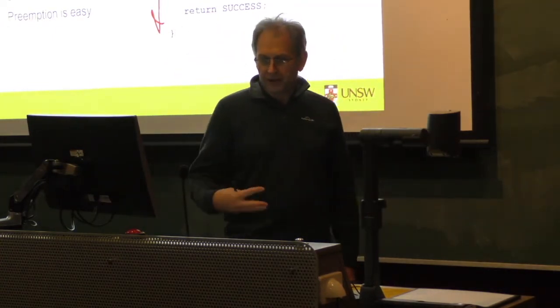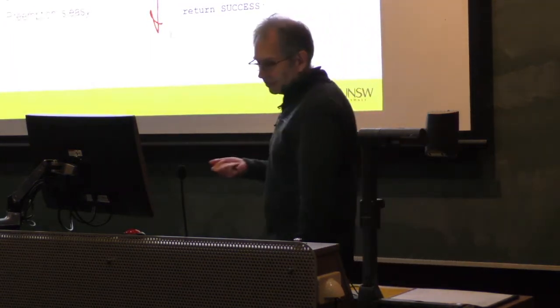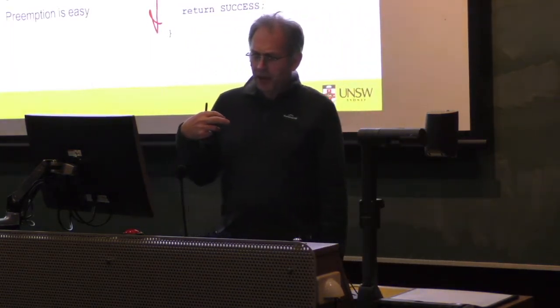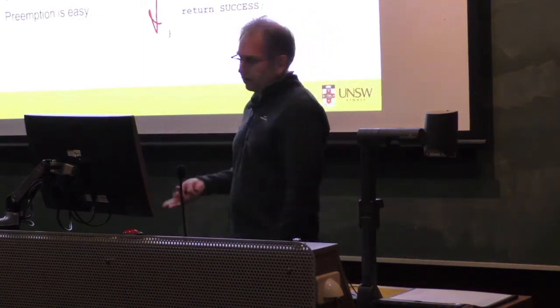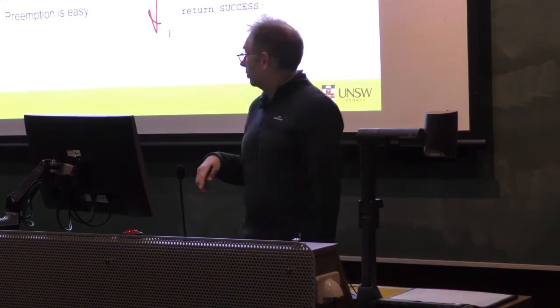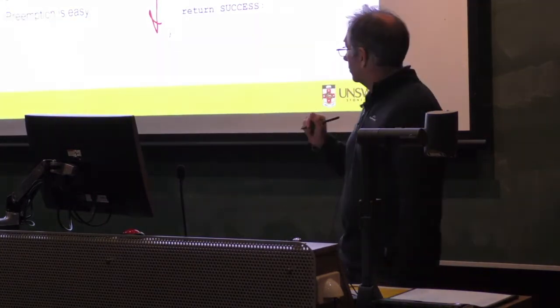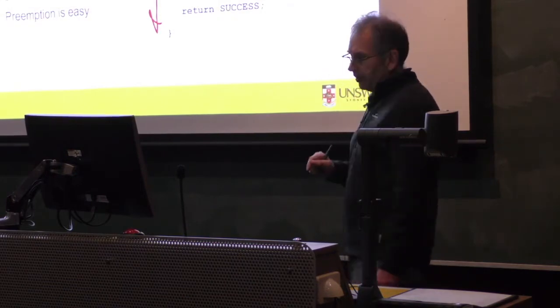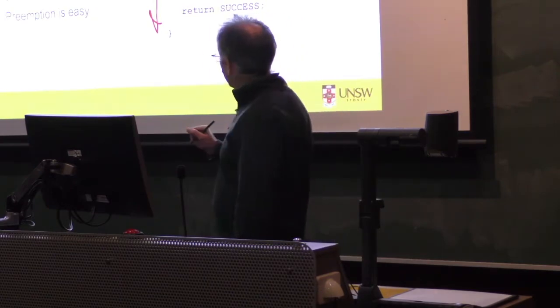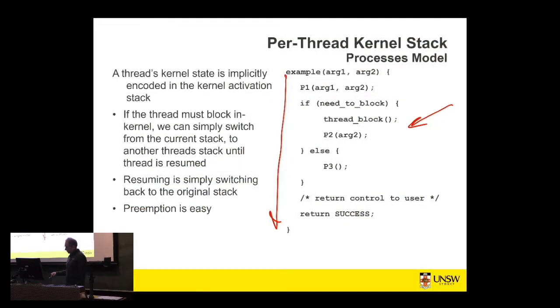So what we've got here is the per thread kernel stack model, where we have the standard kind of execution model where we have a thread of control that's executing from start to finish, i.e. the top to the bottom of the slide. And we've got this weird bit of code that tests whether the next bit of code is going to block. That's mainly there to be used as an example later on for the other models that we're going to look at.